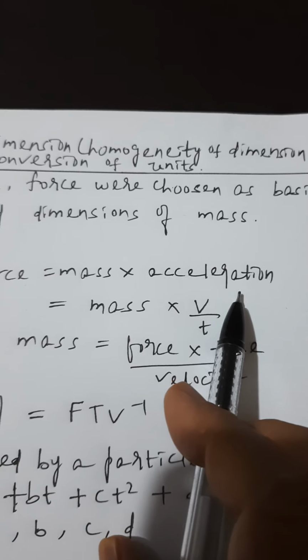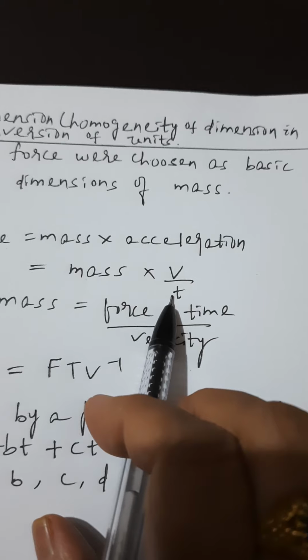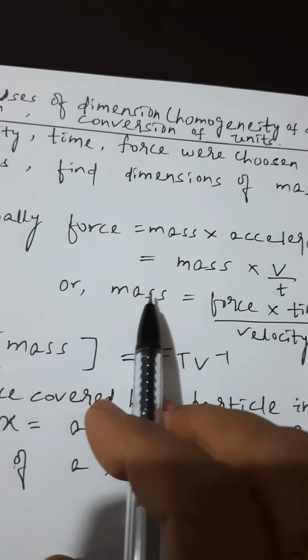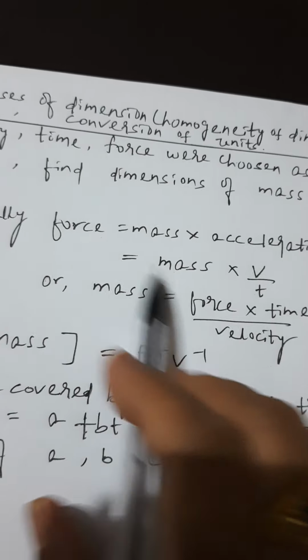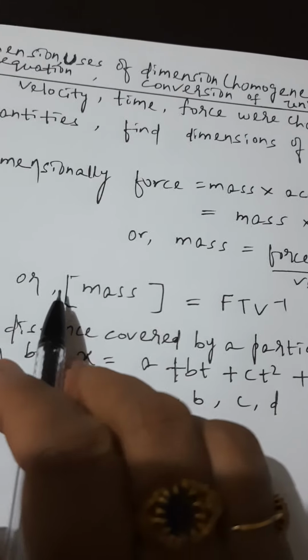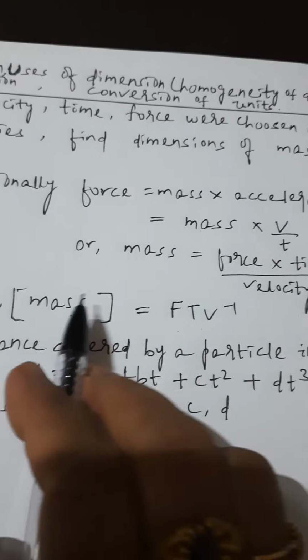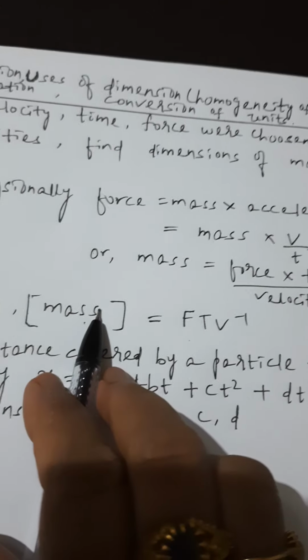Dimensionally, force is equal to mass into acceleration. Acceleration is velocity by time, v by t, so mass is equal to force into time by velocity, or mass is equal to F T V inverse. This is the dimensions of mass.